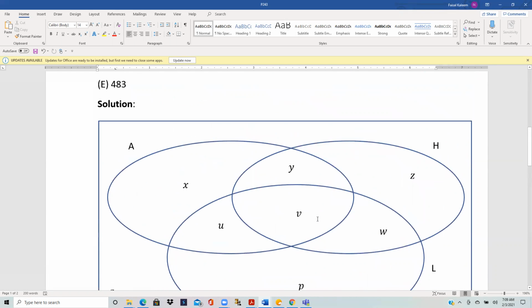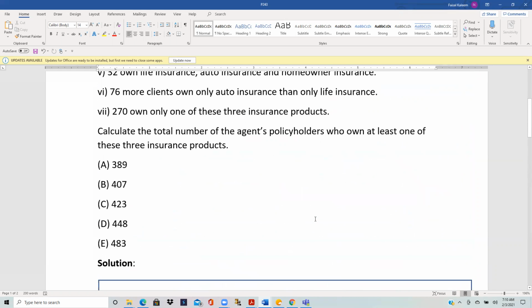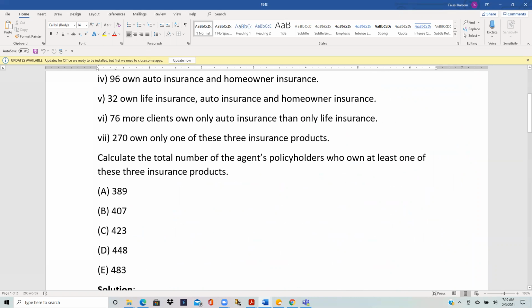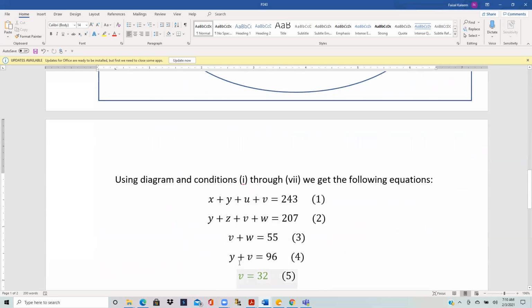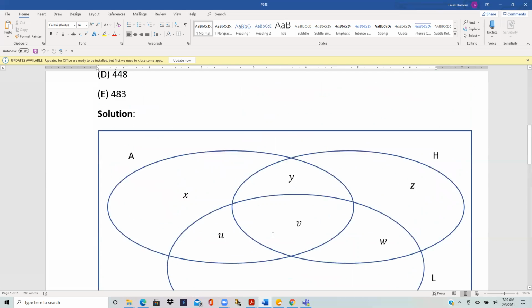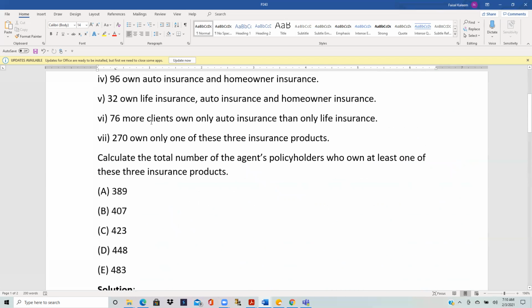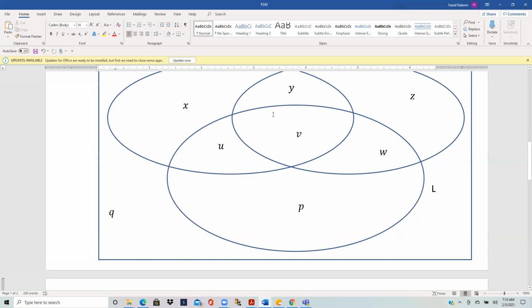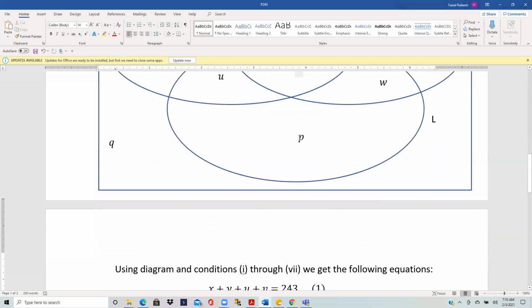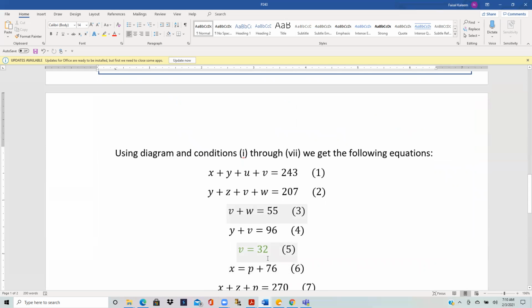And then the fourth condition is 96 on auto and homeowner. So auto and homeowner, okay, that's the one which has this part as the intersection, the Y and the V. So Y plus V equals 96. And then the fifth condition is 32 on life, auto, and homeowner insurance. So the intersection of all the three. So that's this part, that's V, and V is 32.